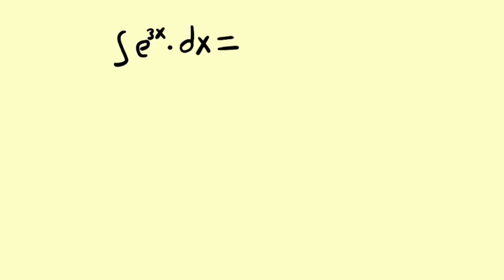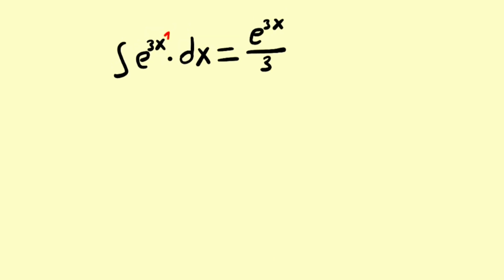Now, let's move on to exponential functions. What is the antiderivative of e to the 3x? If it's e to some number x to the first power, here's what you need to do. It's just going to be e to the 3x, divided by the derivative of 3x, plus c.